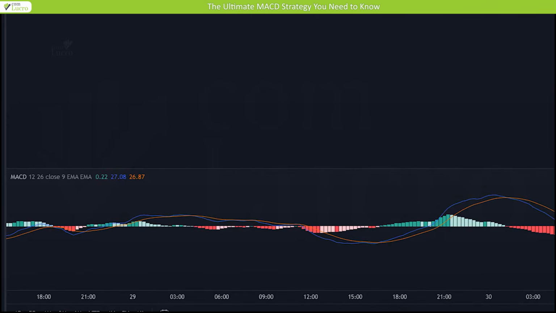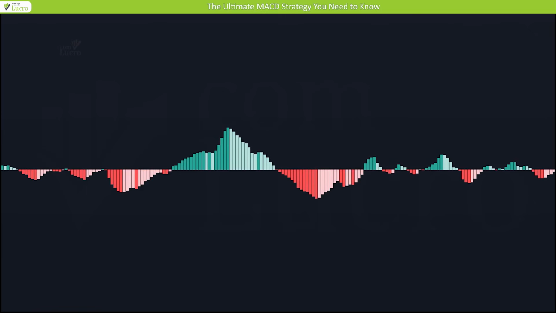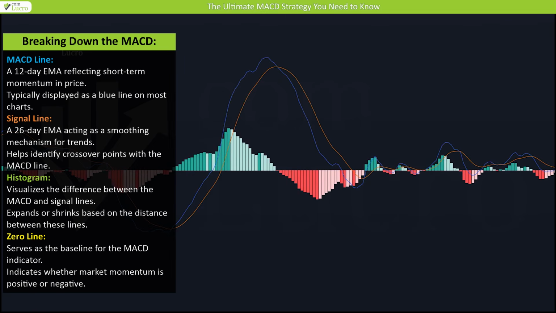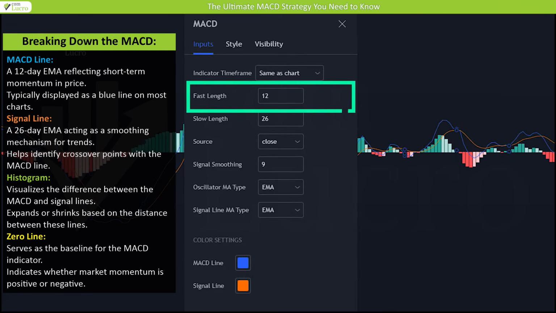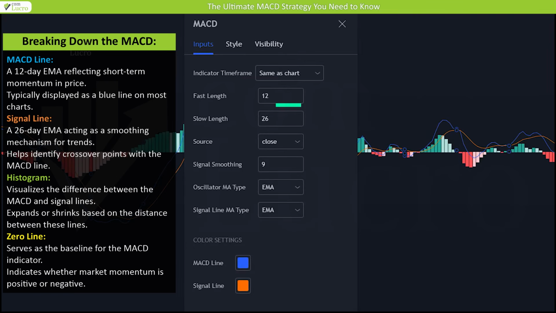The MACD consists of 4 key components that work together to provide insights into market trends and momentum. The MACD is composed of 4 primary elements: the MACD line, the signal line, the histogram, and the zero line. Let's break these down. First, there's the MACD line, which is typically displayed as a blue line. This line represents a 12-day exponential moving average, EMA, and reflects the shorter-term momentum in price. Then, we have the signal line, often shown in orange, which is a 26-day EMA. This acts as a smoothing mechanism, helping to identify potential crossover points with the MACD line.